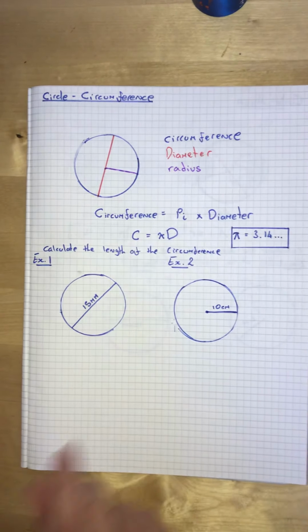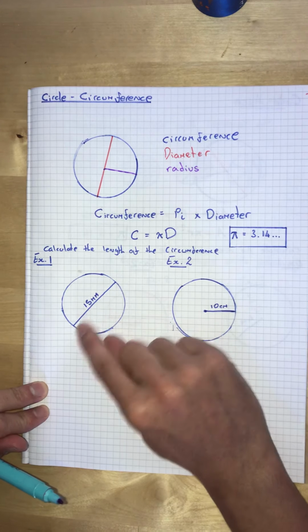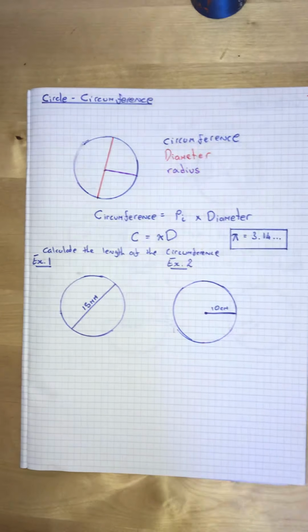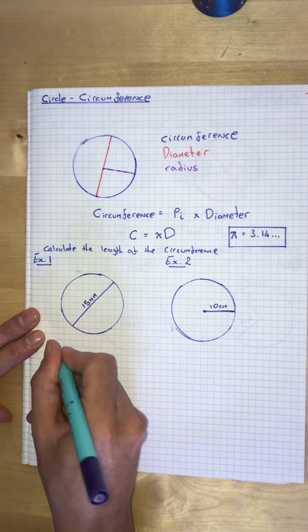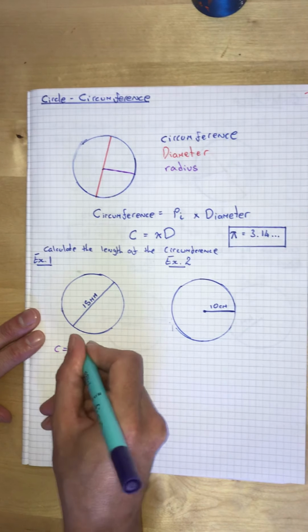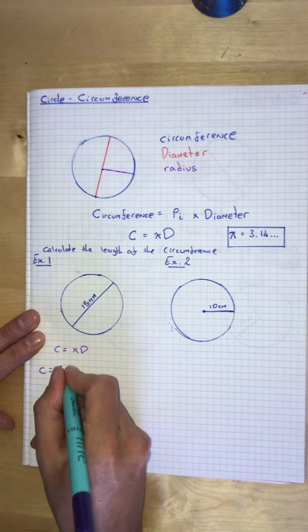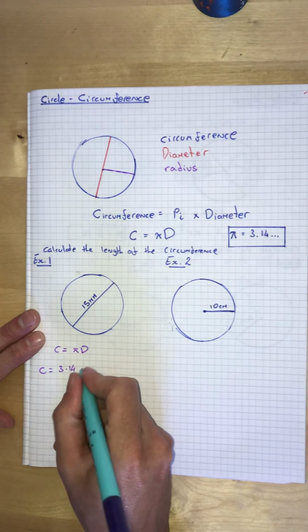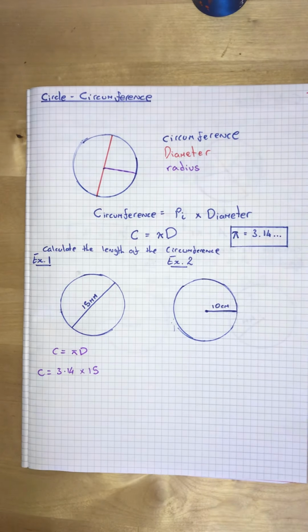So if we look here, calculate the length of the circumference. We check here, is this a diameter? Yes, so that means we can use 15 millimeters. So just to make sure, we always write out the formula. We know that pi is the number 3.14, and we know the diameter is 15. So we're multiplying by decimals, but that's no big deal.